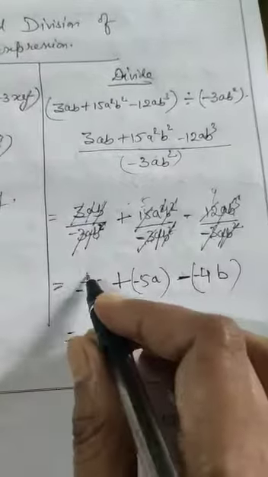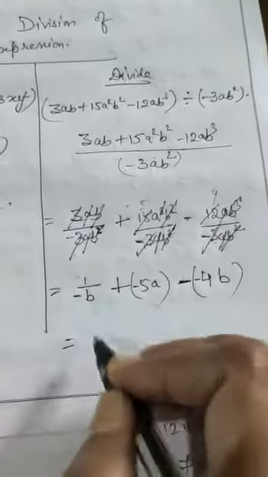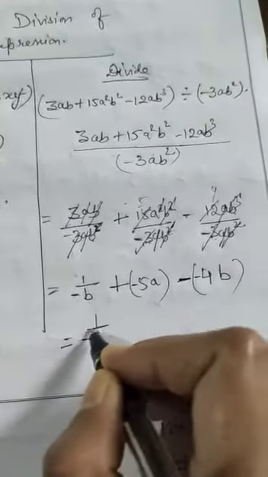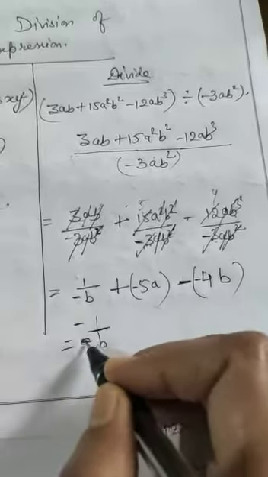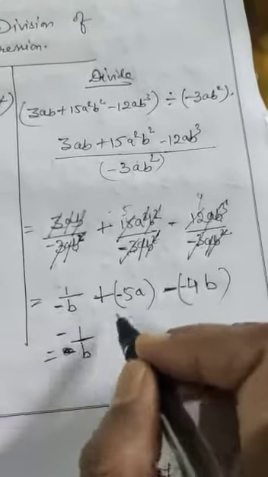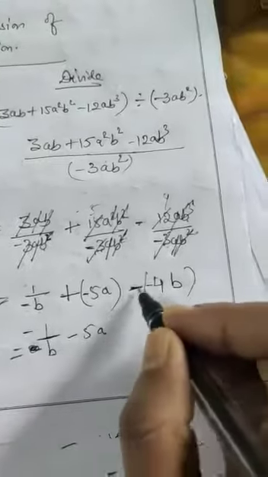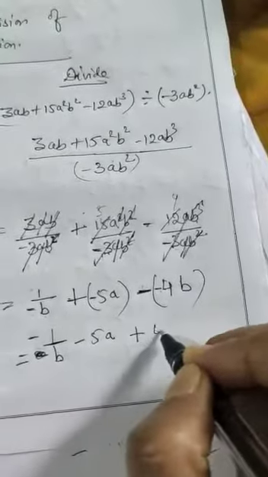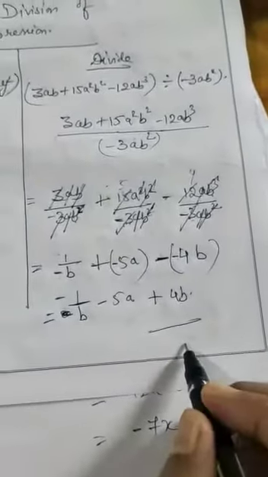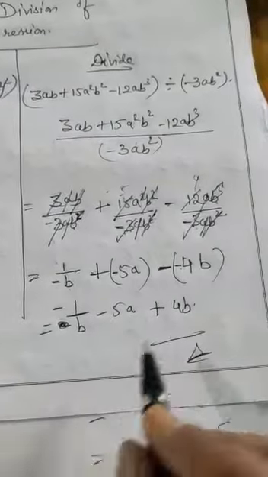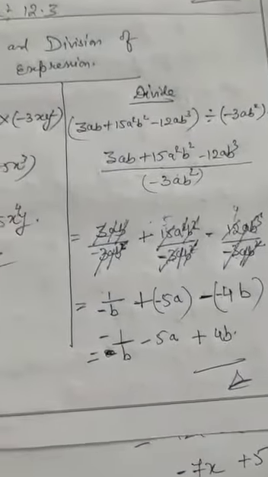Now minus, and above there is plus. Minus plus minus 1 by b. This minus you can write up. Minus 1 by b plus minus minus 5a minus minus plus 4b. This will be the answer. Okay. This is the way to divide.